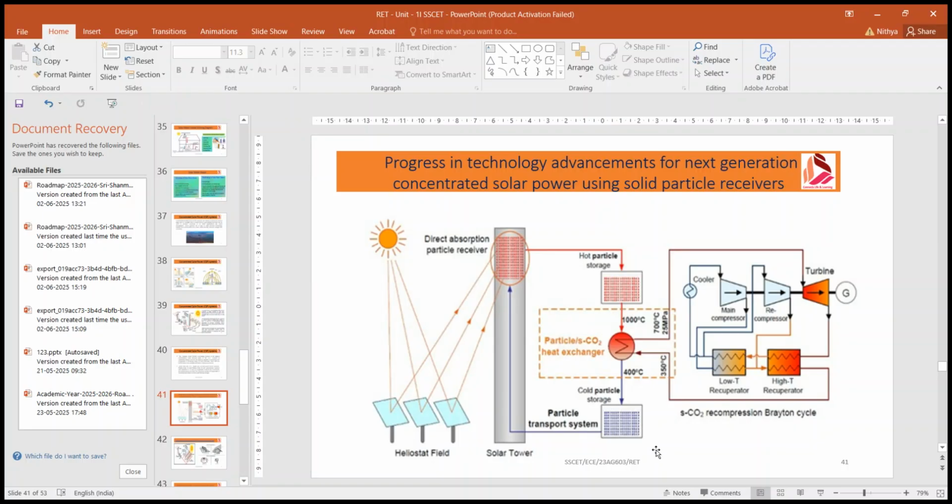The minimum level is 400 degrees centigrade, and the maximum level is 1000 degrees centigrade. Hot particle storage is utilized again. After that, the cold particle storage feeds back to the same direct particle receiver, indicated by the blue line arrows in the diagram. Then the values go to the coolers and compressors.